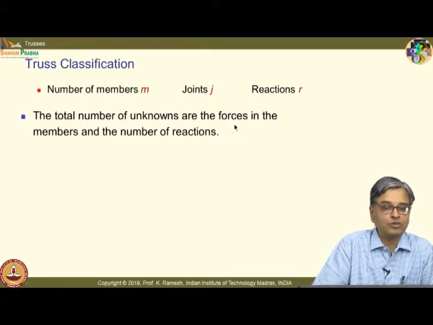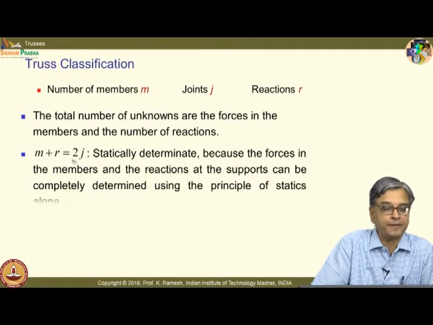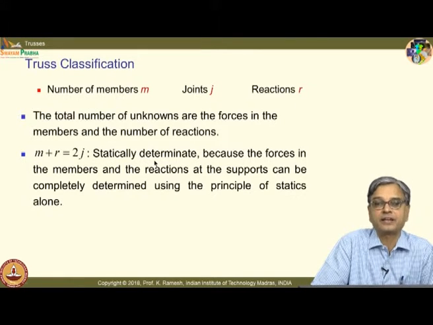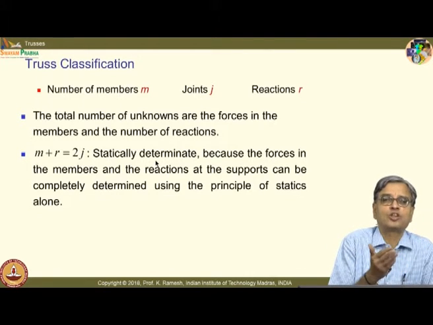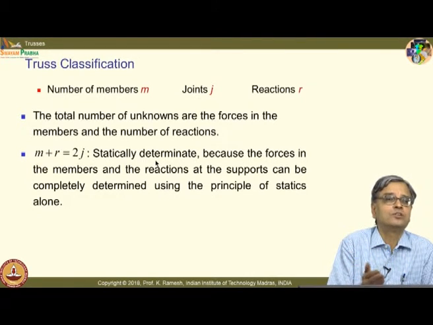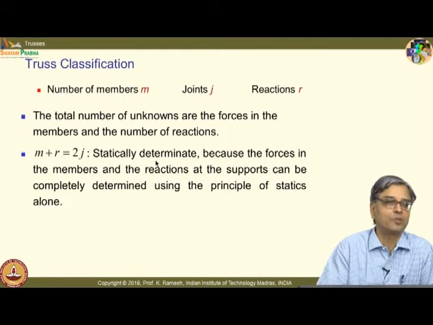The total number of unknowns are the forces in the members and the number of reactions. And if I have m plus r equal to 2j, I call that truss statically determinate. It is as simple as that: from whatever knowledge you have right now, you can attempt to solve the problem, because the number of unknowns and the number of equations are identical. I can get a unique solution, no problem.